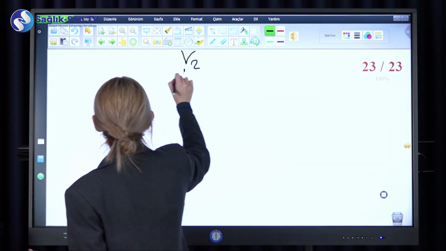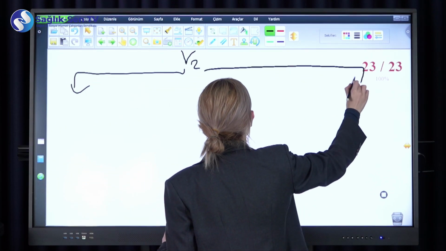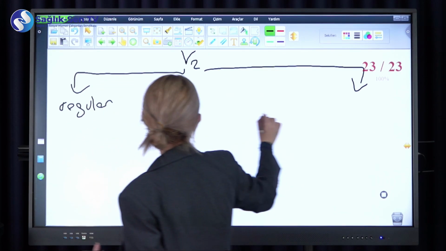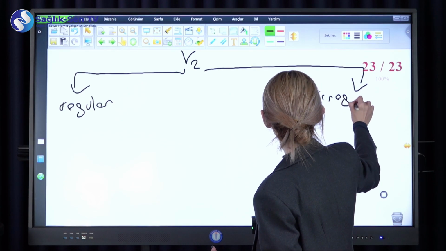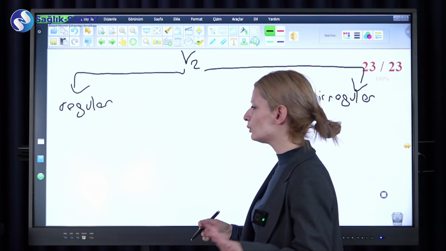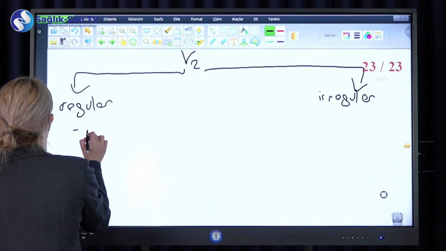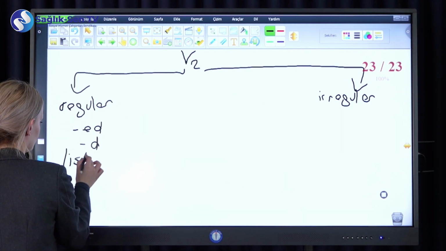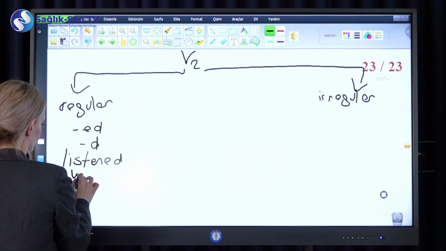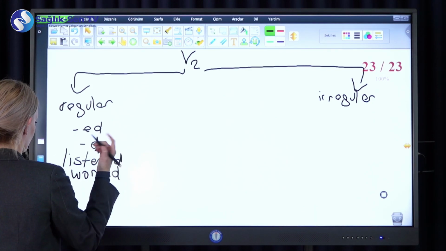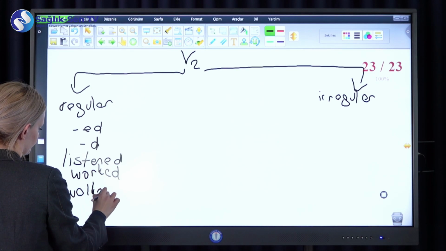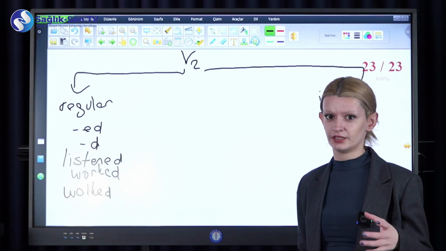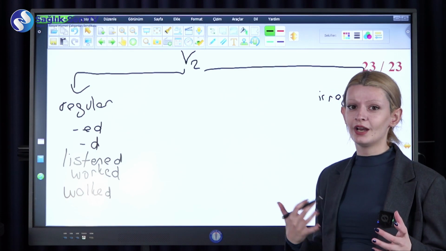How do we make verb 2? We have regular and irregular verbs. Regular ones get ed or d at the end of them. For example, listened, worked, walked. But in irregular verbs, there is no logic, there's not a rule, and you have to memorize them.